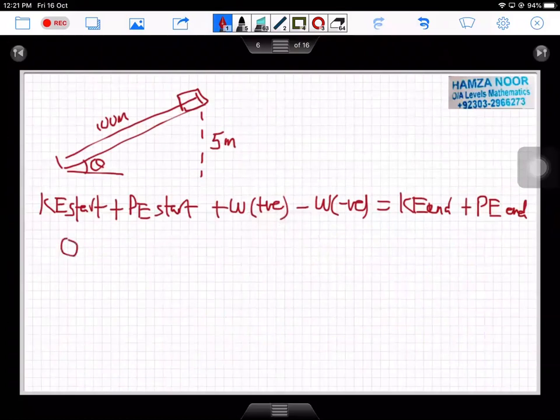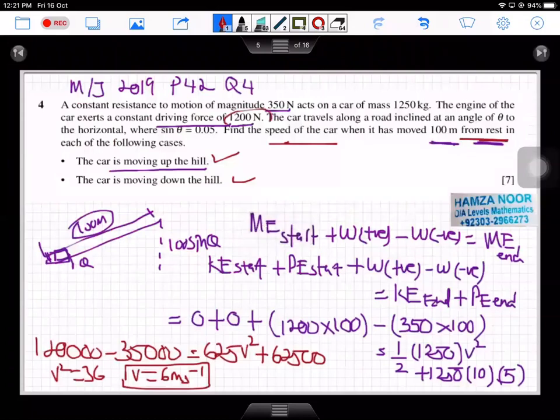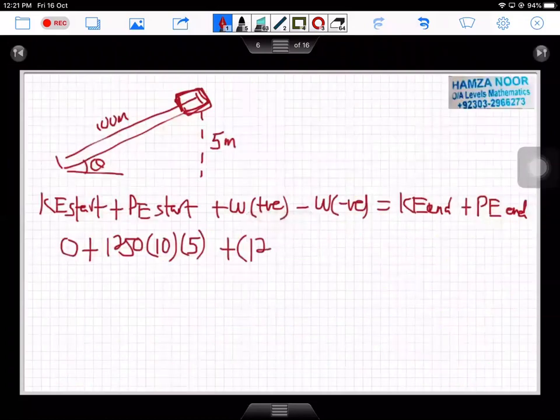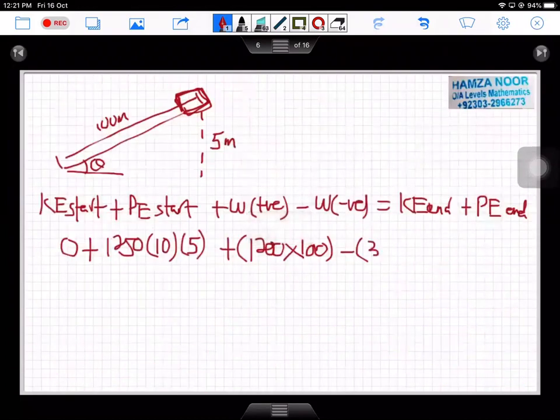But wait, potential energy at start would be something, because the car is starting from the top of the hill. So mgh is the potential energy at start. The mass is 1250, g is 10, and height is 5 meters, 100 sine theta, plus work done positively. We have the same magnitude of the driving force, 1200 Newton. So work done positively is 1200 multiplied by 100, because 100 is the distance to be covered, minus work done negatively. 350 Newton is the resistance and 100 is the distance. So 350 multiplied by 100.